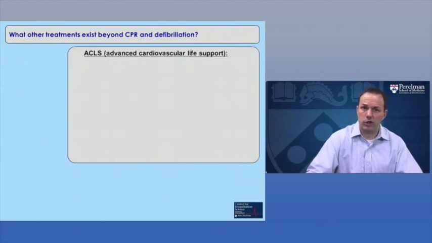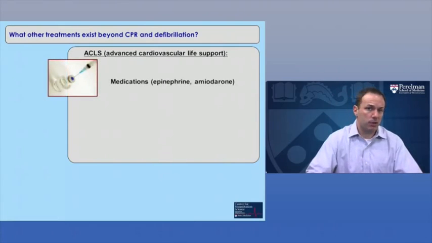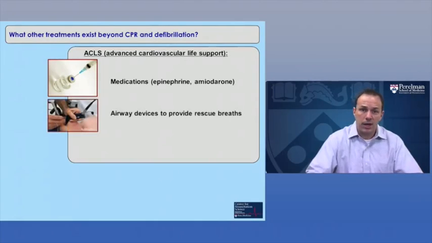Now, we've talked a lot in this lecture about CPR and defibrillation. I want to share with you a little bit more about what is included in ACLS, or Advanced Cardiovascular Life Support. Beyond CPR and defibrillation, ACLS teaches about use of medications, and we use medicines such as epinephrine or amiodarone. Those are two commonly used medicines in cardiac arrest.